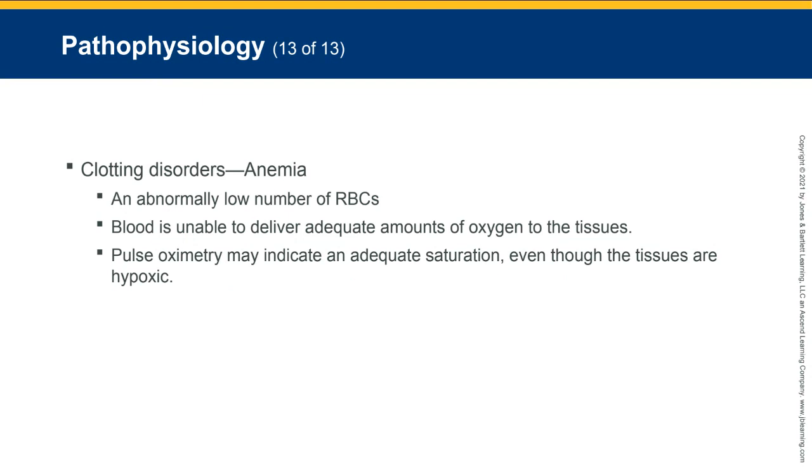Right, now anemia means that they don't have enough RBCs. So it's an abnormally low amount of red blood cells. The blood is unable to deliver adequate amounts of oxygen to the tissue. As a result of that, the pulse oximetry may indicate an adequate saturation even though the tissues are hypoxic. Very important point. So if it's one oxygen molecule on the RBC, the pulse oximetry can pick that up and say that the patient is properly oxygenated.